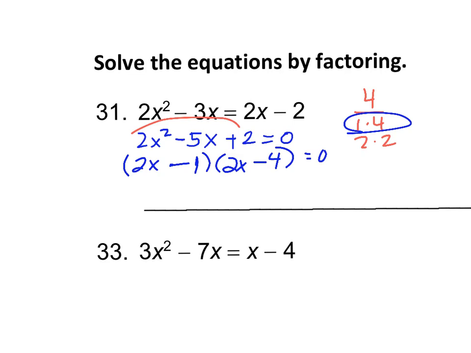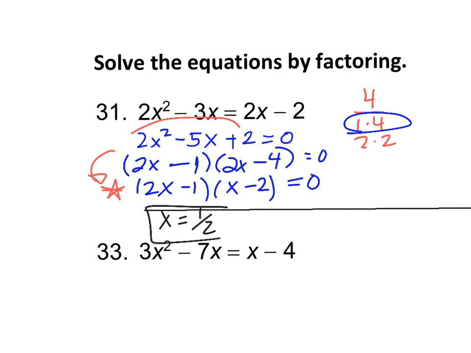And here I reduce. So as you can see, this one does not reduce by any number, so I'm going to copy it. And my second one, actually, I can reduce by 2. So I'm going to divide both of them by 2, getting x minus 2 equals 0. And I'm not supposed to start solving until I get to this point, so you have to do the reduction. So that means our answers are x equals 1/2 and x equals 2.